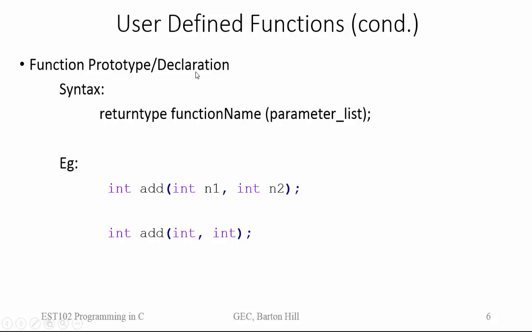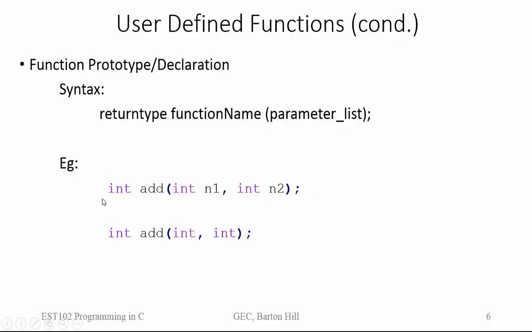Now the function prototype or function declaration is similar to our function definition. There are some scenarios where we should tell the compiler that such a function exists. In those cases we use the function declaration. The syntax is return type, function name, parameter list, then semicolon. We can say that the function prototype is the function definition without its body. So there is only the function header, that is return type, function name, then inside parentheses the parameter list, then semicolon.